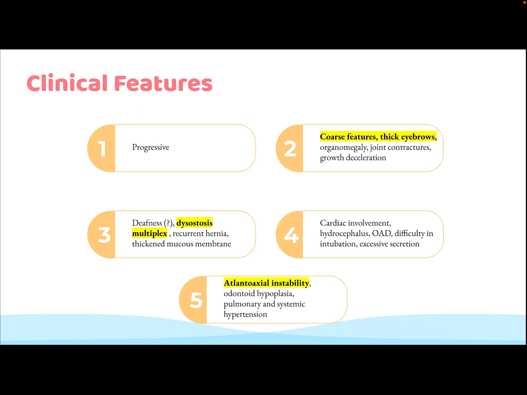Remember, it is a mucopolysaccharidosis disease that can affect the musculoskeletal system, so it can affect also the bone and the things that are involved in the formation of the airway.